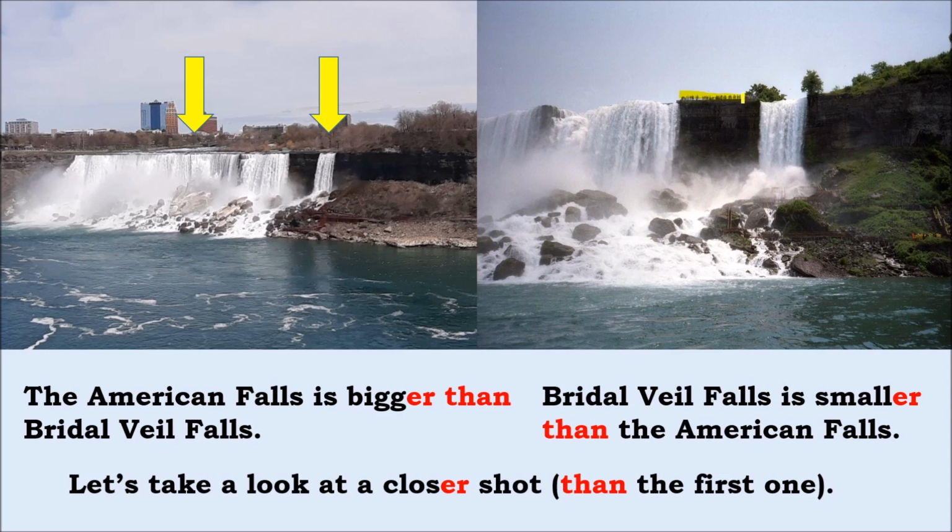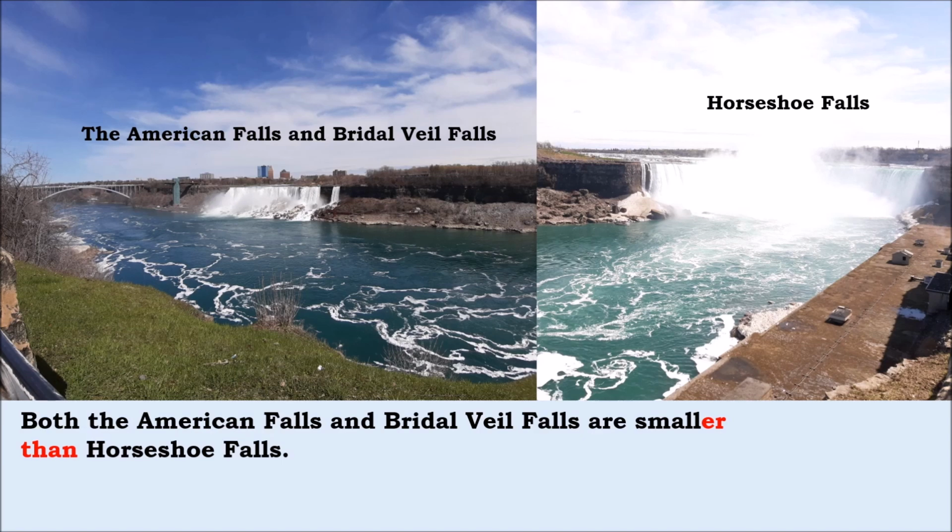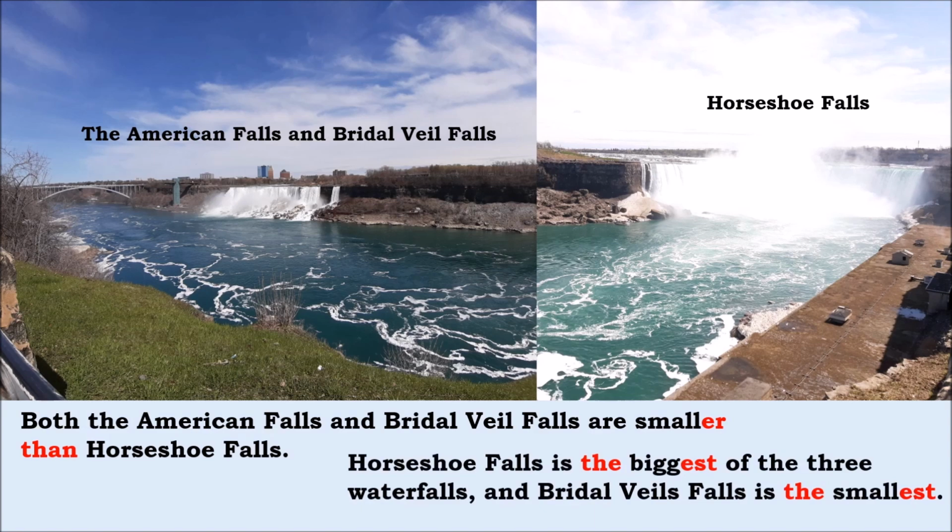The people look really small because the falls are really big, and even though Bridal Veil Falls is smaller than the American Falls, both of them are far, far bigger than these people. Both the American Falls and Bridal Veil Falls are smaller than Horseshoe Falls. Horseshoe Falls is the biggest of the three waterfalls, and Bridal Veil Falls is the smallest.